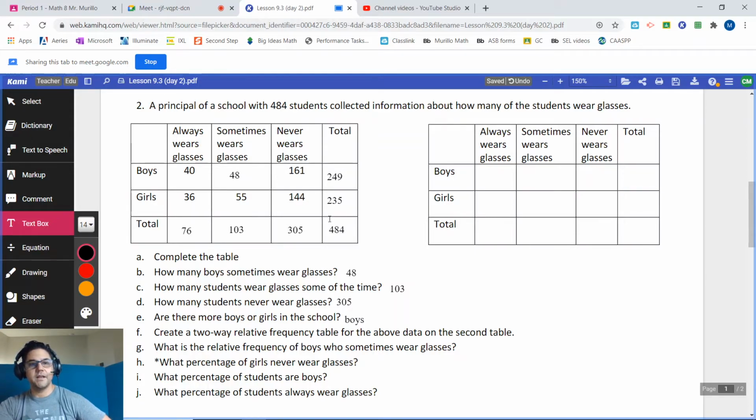Guntis, real quick, sometimes wear glasses. Remember, this box was missing. So I took the 249 on my calculator, and I subtracted the other two boxes, 161 and 40. And that's how I get the 48.